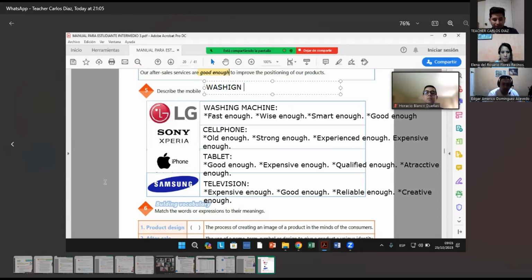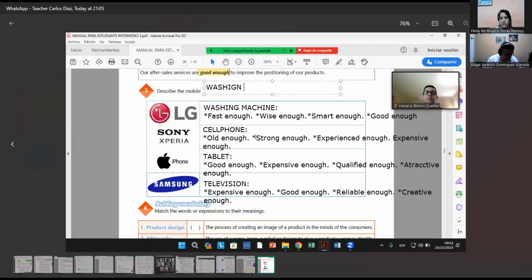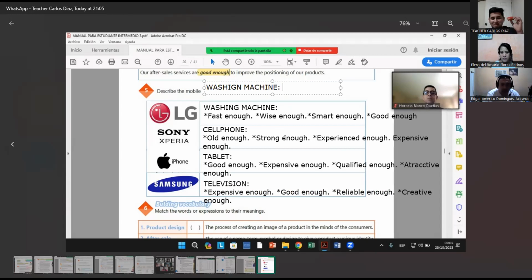The cell phone? Well, it's old enough, strong enough, experienced enough, and expensive enough. Very good. And what cell phone is this? It's the first cell phone, old and out. The Sony Xperia is good. Yes.